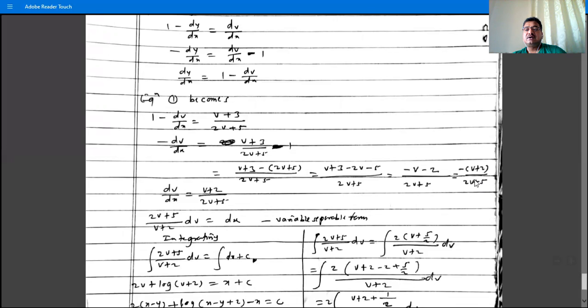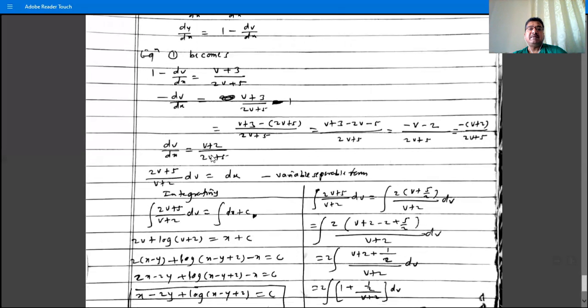Okay, then here this is minus dv by dx. Change the sign of LHS and RHS. We have dv by dx is equal to (v plus 2) divided by (2v plus 5). Then separate the variables. Shift this term to LHS. So it becomes (2v plus 5) divided by (v plus 2) into dv is equal to dx. This is in the variable separable form.